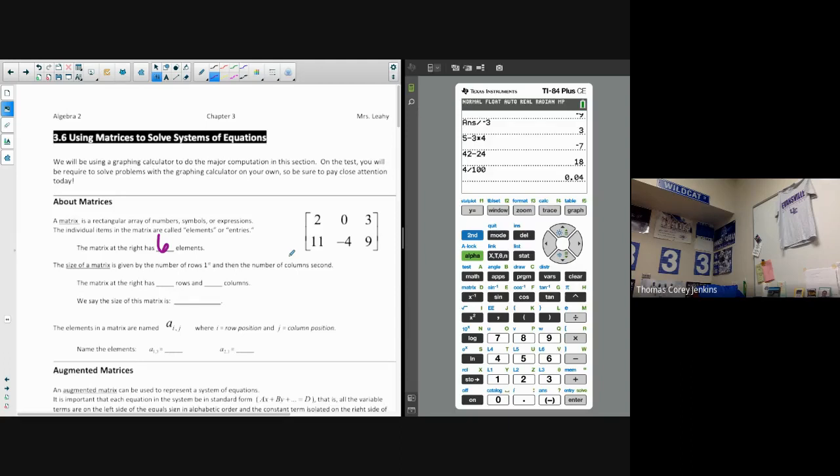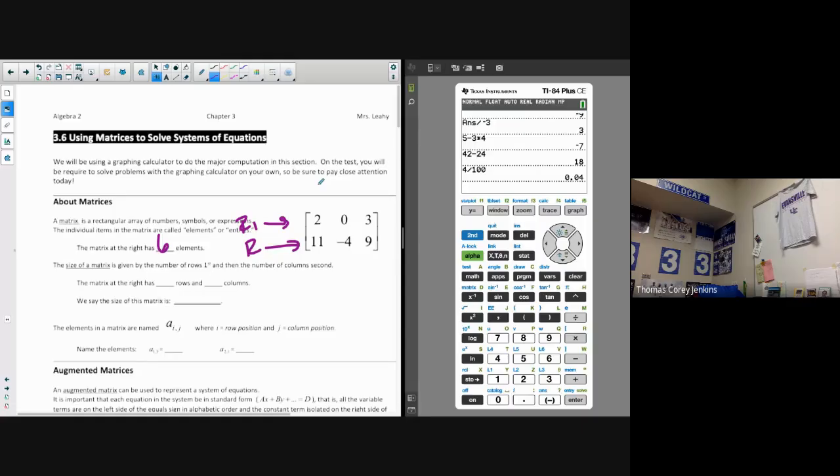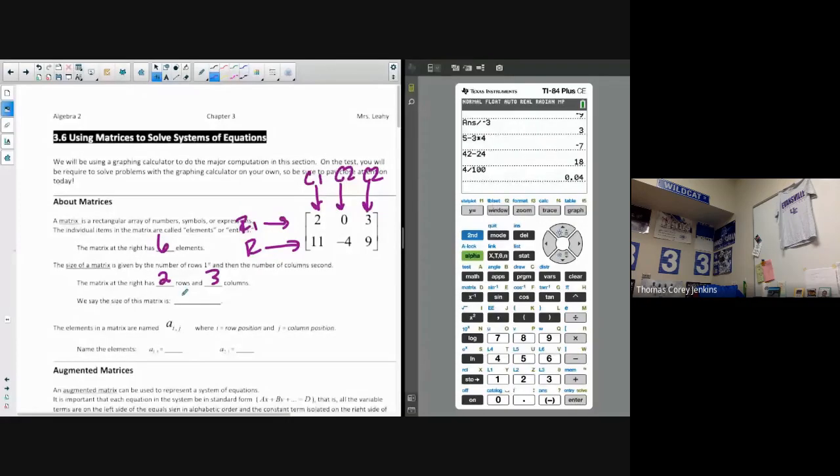So what's a column versus a row? This would be a row. This is row 1. So this is row 2. And then your columns run the other way, right? Think a column on a house or a porch. They are straight up and down. They are vertical. All right, so it has 2 rows and 3 columns. So we say its size is 2 by 3. The way you say that is 2 by 3.